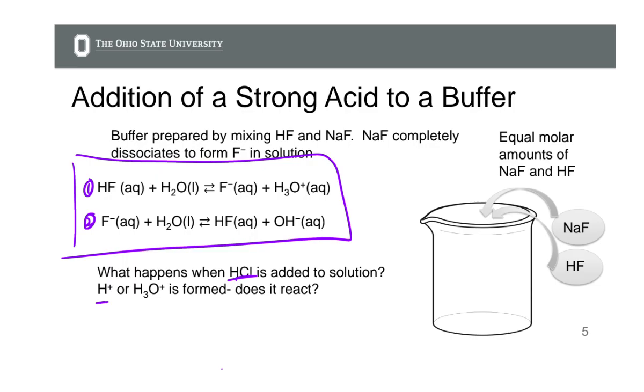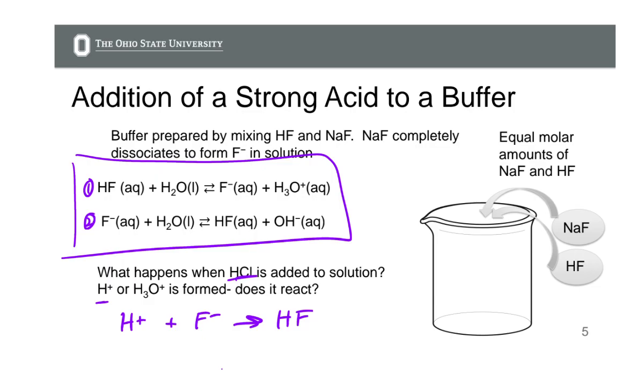So if we add H+ to the solution, it will react with F- to form HF. Okay? So if we add an acid to a buffer, it's going to react with the base form of the buffer component, in this case F-. And you'll notice that it forms HF.